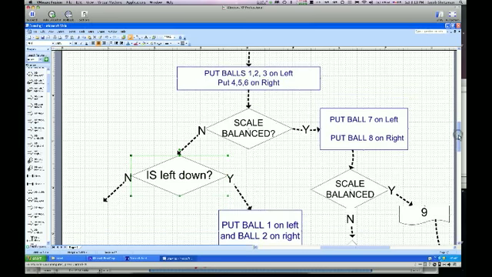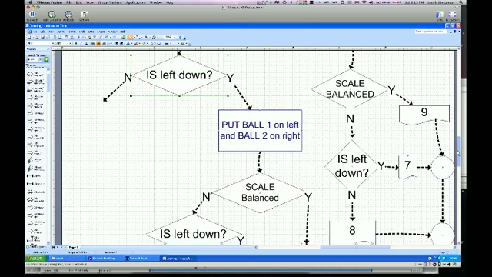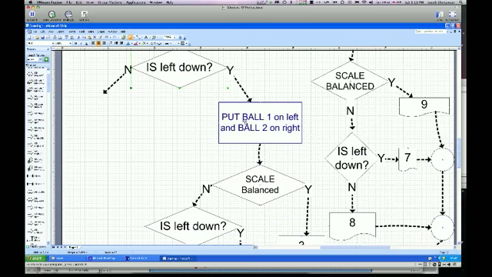If the answer is yes, that means 1, 2, and 3 contain the heavier ball, because the 1, 2, 3 pull down. So then we weigh balls 1 and 2. We put ball number 1 on the left and ball number 2 on the right side of the scale. And this is the second weighing, right? And then we ask if the scale is balanced. And we go through the same principle as we did in this branch.